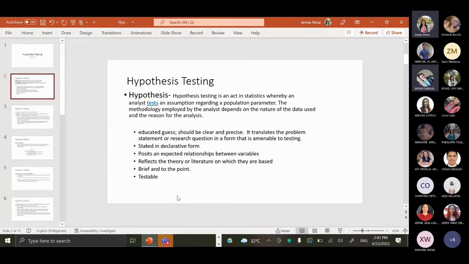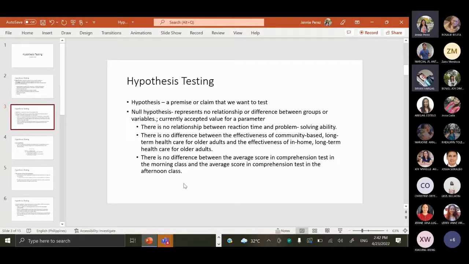Again, it reflects the theory or literature on which it is based. And the hypothesis should be brief and to the point, and it should be testable, meaning to say it should be answered by yes or no. Now, a hypothesis has two forms. One is null and the other one is alternative. So we have a null hypothesis and an alternative hypothesis. The alternative hypothesis is also called the research hypothesis. A hypothesis is a premise or claim that we want to test.